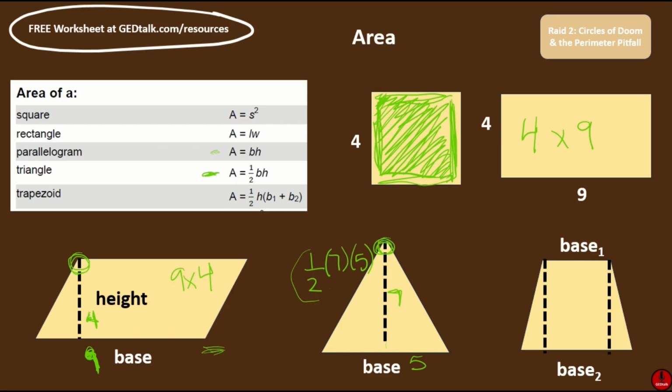And last but not least, we have the trapezoid. And the trapezoid is a little bit more in depth when it comes to an area. It reads area is 1/2 the height times base 1 plus base 2.